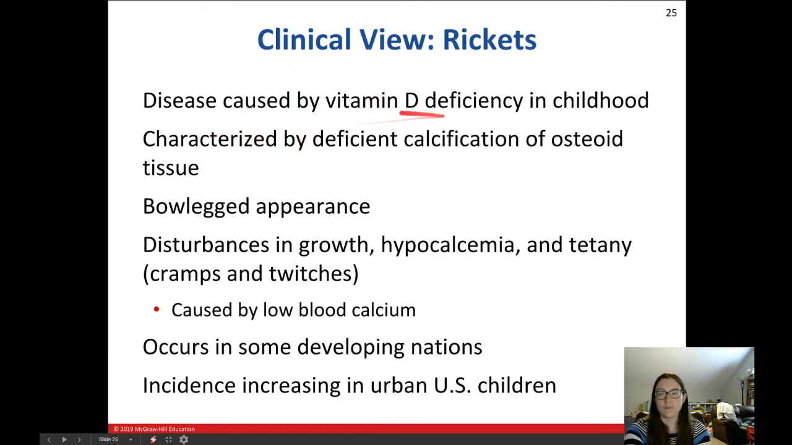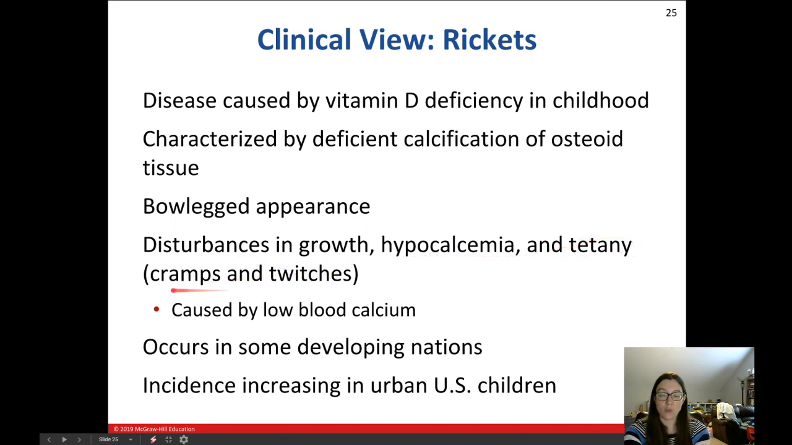So they want to make sure that kids are getting enough vitamin D in childhood. Formula is going to be fortified with vitamin D, so that's why they're not worried about the supplement as much if you're feeding formula. But if they don't have enough vitamin D in childhood, there is not enough calcification of the osteoid tissue. So we might not be able to absorb enough calcium from the bone. And so we have low blood calcium, and this can cause hypocalcemia, right? That means low calcium in the blood.